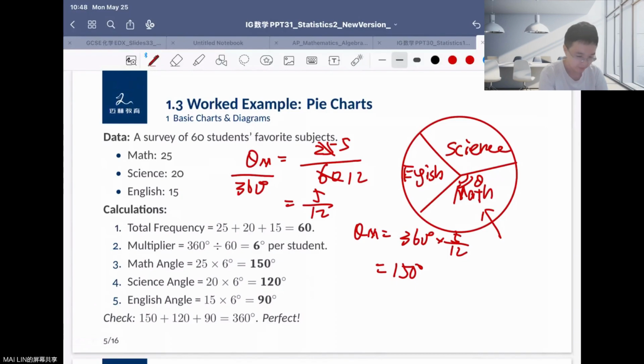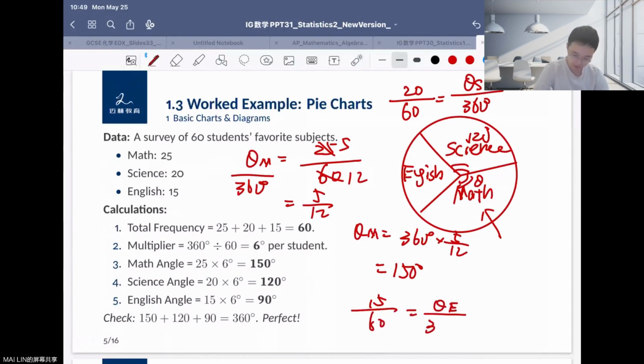That is for math. And science students have 20. So using the rules, 20 over 60 equals theta science over 360 degrees, so we can set the science angle as 120 degrees. And for English students, we use 15 over 60 equals theta English over 360 degrees, so theta E equals 90 degrees. So here is a perpendicular angle right here. That is for pie charts.